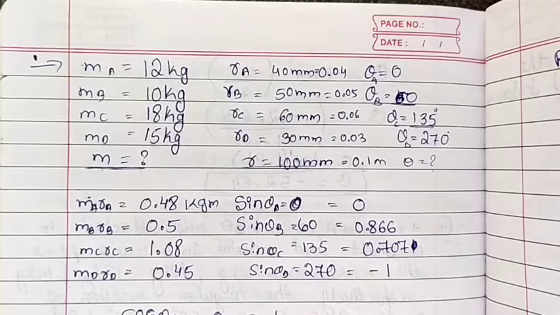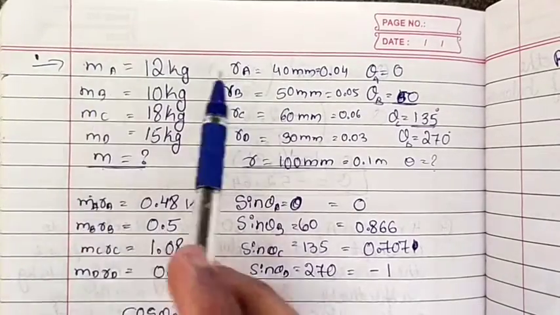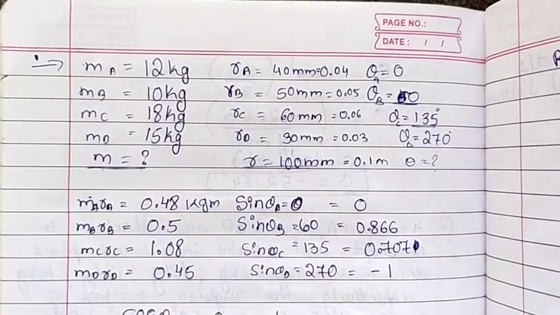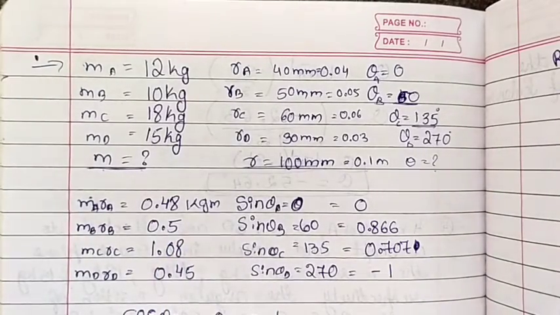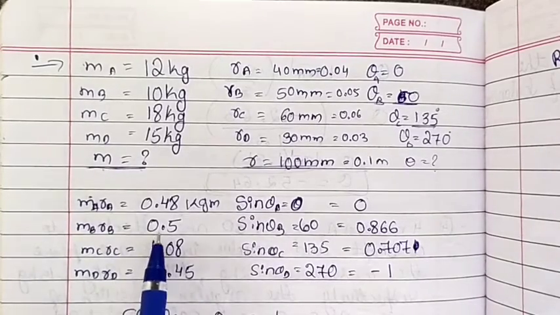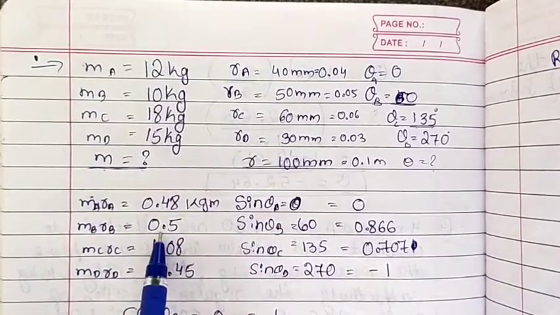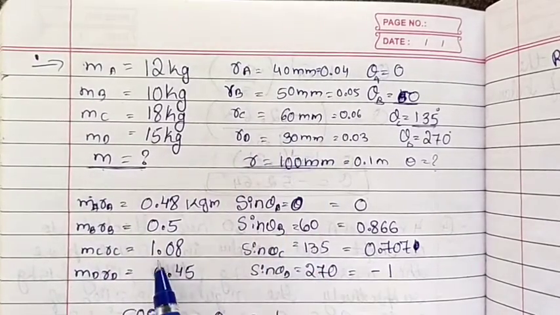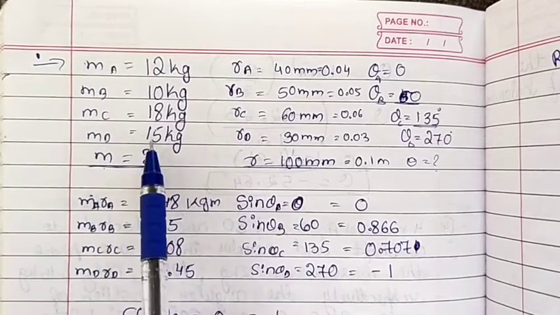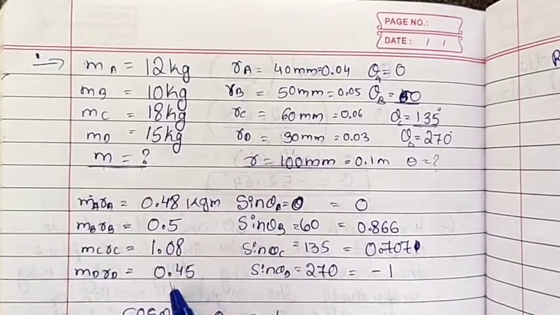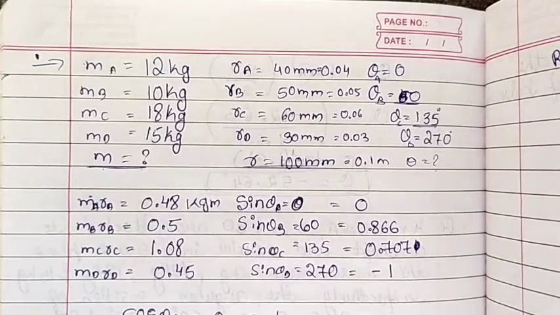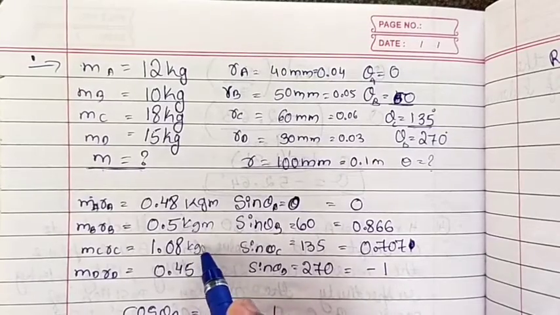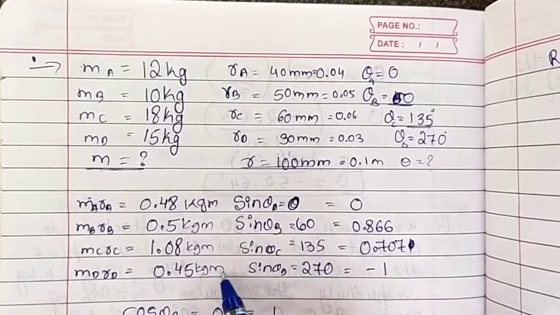Now the next step is to multiply MA into RA. MA into RA, when you multiply, you will get 0.48. Next MB into RB, that is 10 into 0.05, you will get 0.5. MCRC, 18 into 0.06, you will get 1.08. MDRD, 15 into 0.03, you will get 0.45 kg meter. All these are in kg meter.